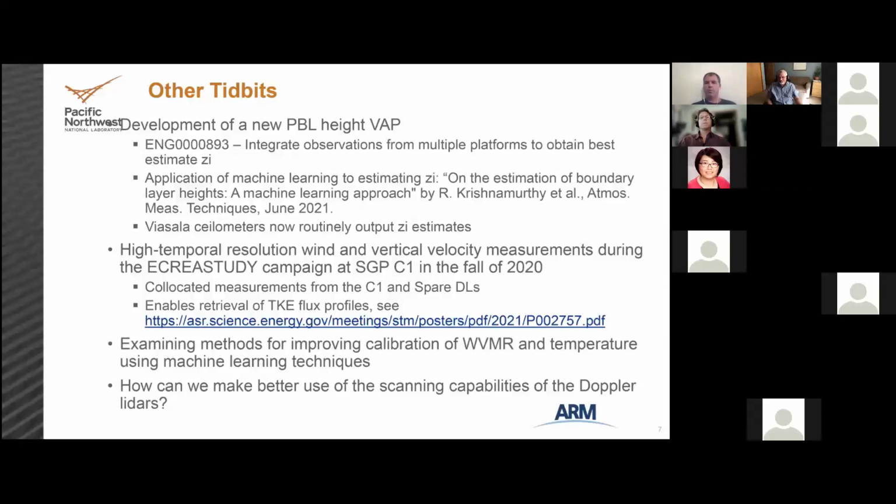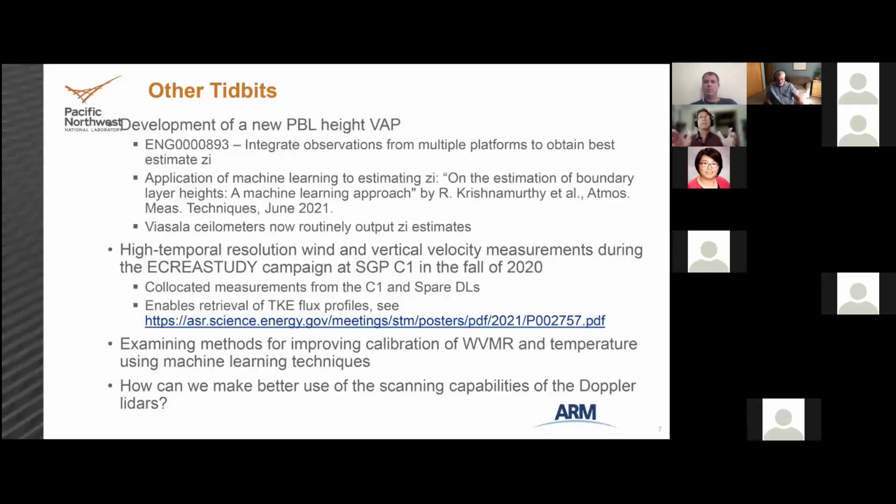One thing I wanted to make people aware of here at this community is a little IOP that was conducted in the fall of 2020 last year at SGP, where we had both the new spare system and the existing C1 Doppler LiDARs doing coordinated measurements. The C1 was just doing PPI scans the entire time, and the spare system was just staring vertically all the time. So that gave us high resolution horizontal wind measurements combined with uninterrupted high resolution vertical velocity measurements.